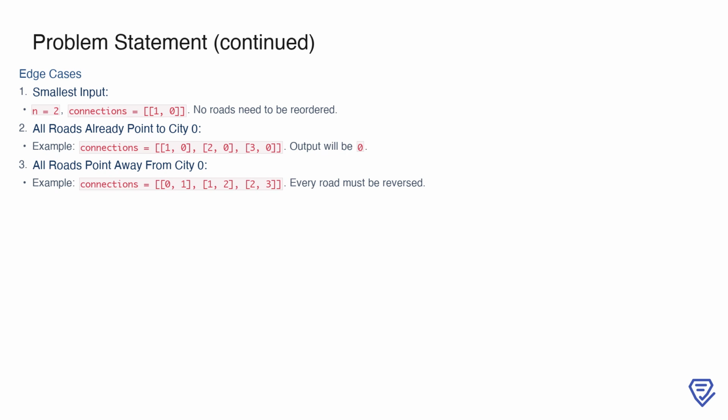Finally, consider the opposite scenario where all roads point away from city 0, such as connections like [0,1], [1,2], and [2,3]. Here, every road must be reversed to ensure all paths lead to city 0. These edge cases help us understand the range of possible inputs and how the solution adapts to different configurations.